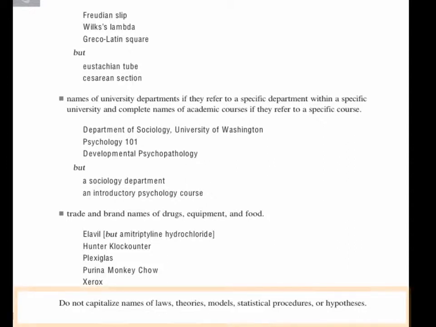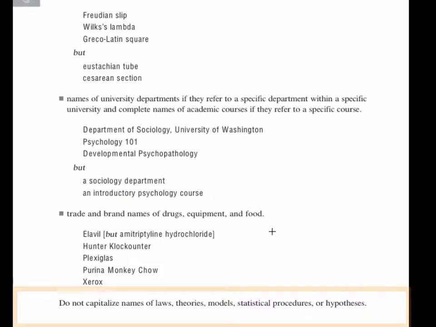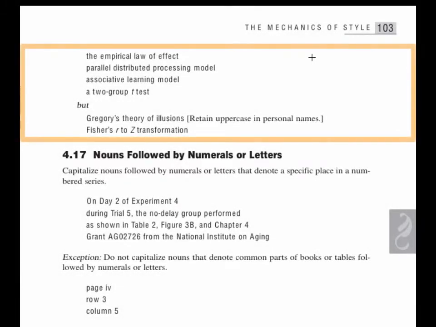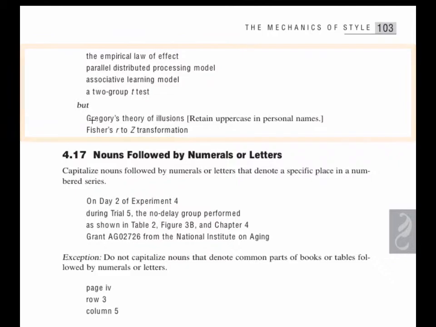Here you'll see section 4.16 on page 102. Do not capitalize the names of laws, theories, models, etc. And here's an example. You do not capitalize, let's say, the theory of associative learning or the model of associative learning. However, if there's a proper name, let's say Murphy's Law, then you would capitalize the proper noun. Otherwise, do not capitalize laws. That's just a very simple example, and one that you will come across very frequently during your writing experience here at Marist College.